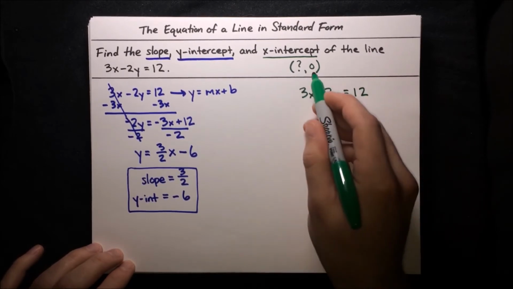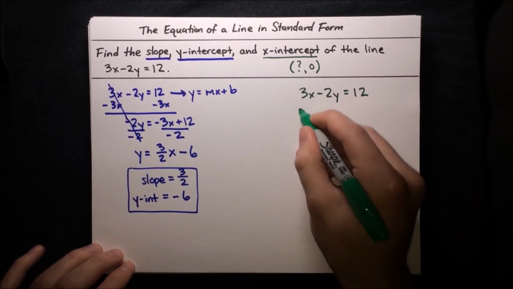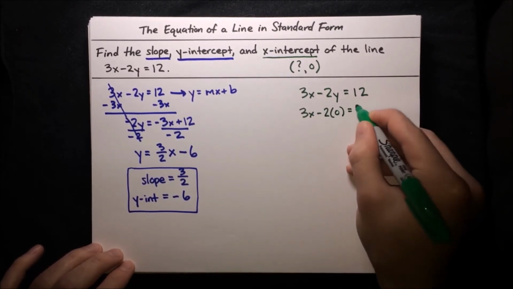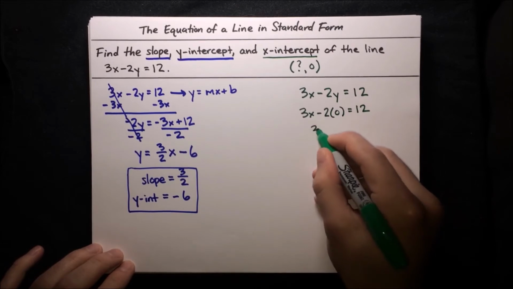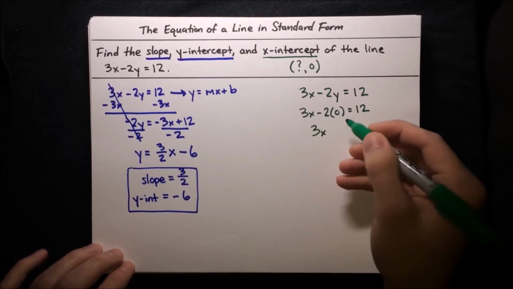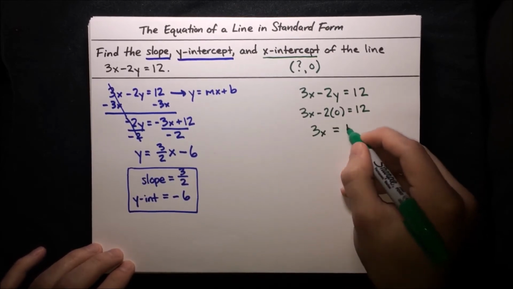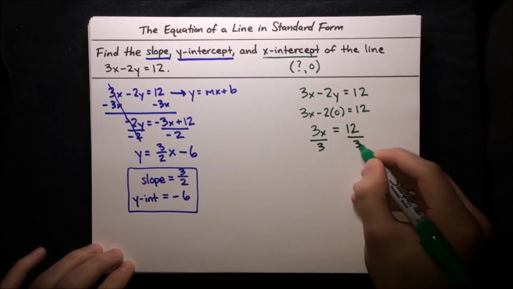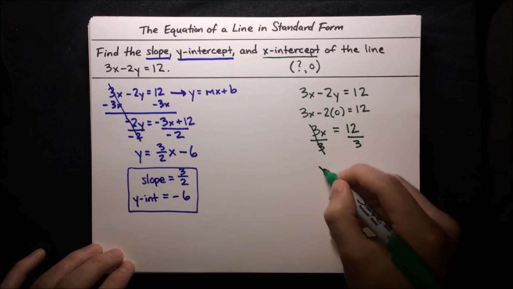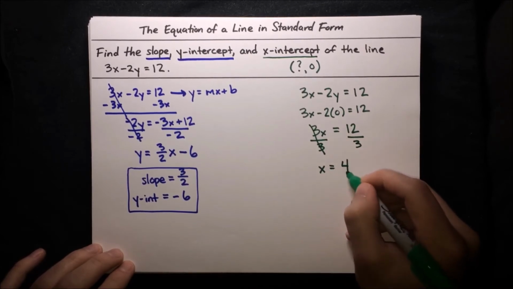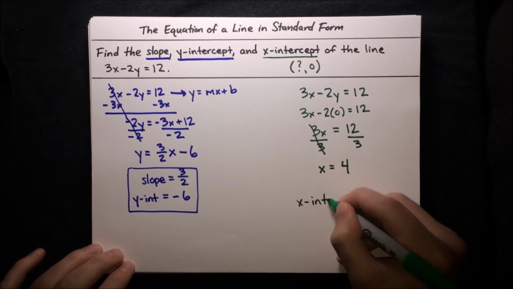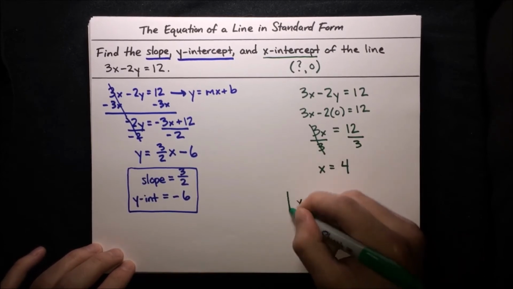And we'll plug in 0 for y and solve for what x is. So 3x minus 2 times 0 equals 12. So 3x minus 0, or just 3x alone, is equal to 12. And then we divide by 3. Divide by 3 cancels that out. We just get x equals 4. So there is our x-intercept. The x-intercept is equal to 4.